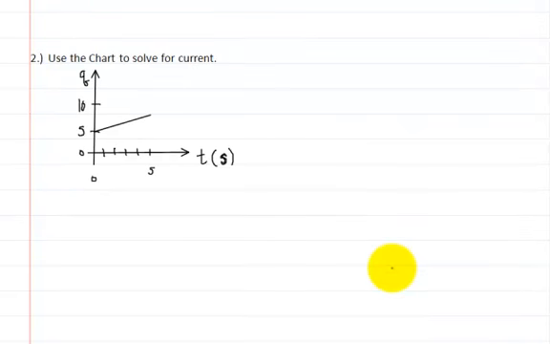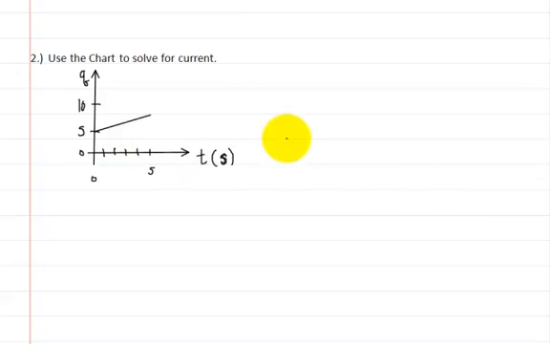Now in this one we have a chart right here, and then you're just going to solve for current. So looking at this, I want you to solve for current. Down here you have time, and over here you have the charge. And this line represents the current, because charge divided by time will give you the current.